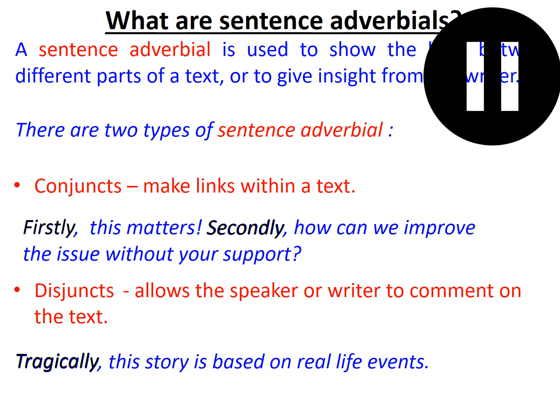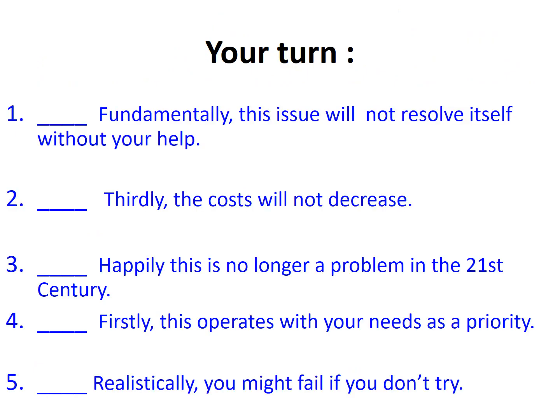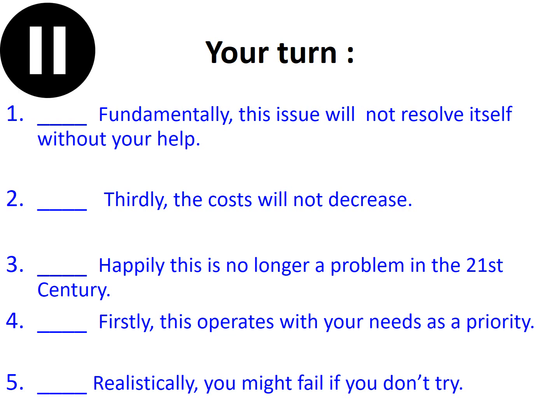Disjuncts often add an emotional or interesting outlook from the writer, whereas conjuncts, they add to our understanding of the logic of an argument. Now it's your turn. For each of these 5 sentences, identify whether there is the disjunct or conjunct and label it. Hit pause if you need thinking time.